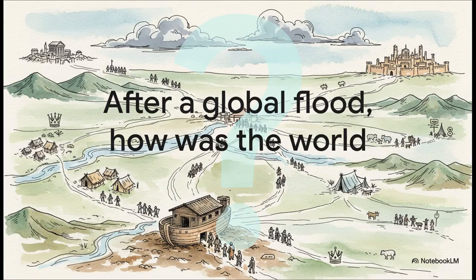You know, the text kicks off with this massive question. If you start from the premise that the whole world was wiped out by a flood, and you've only got one family left, well, how do you get from that one family to the huge, diverse mix of nations we see all over the ancient world? It's a pretty big puzzle to solve.